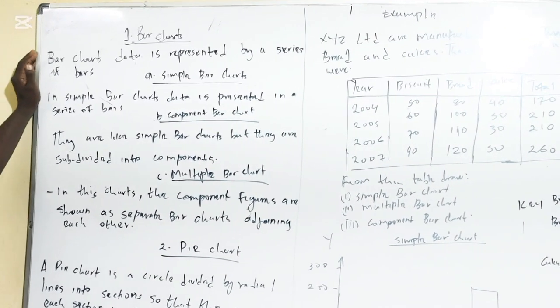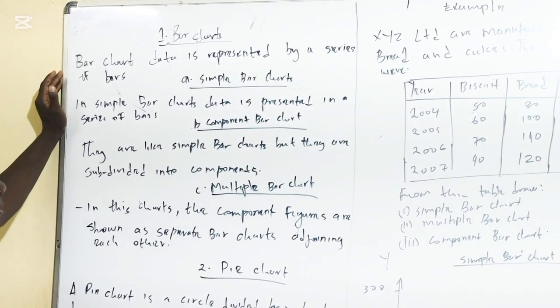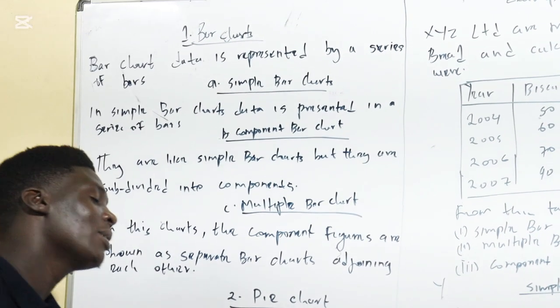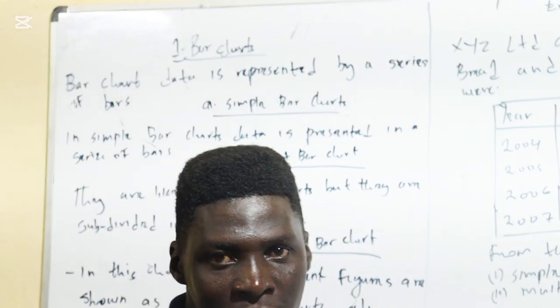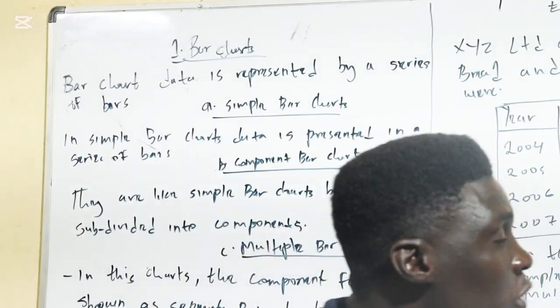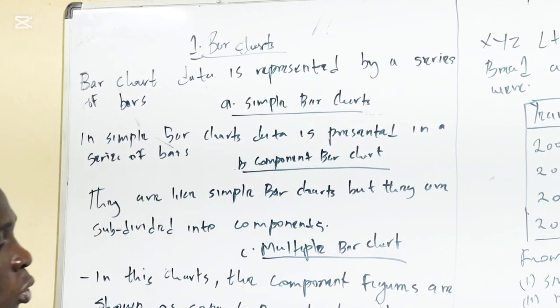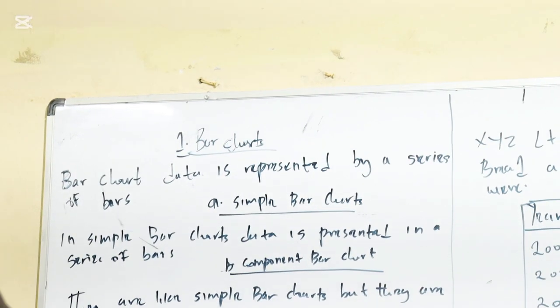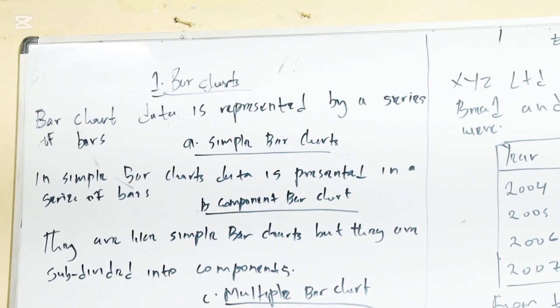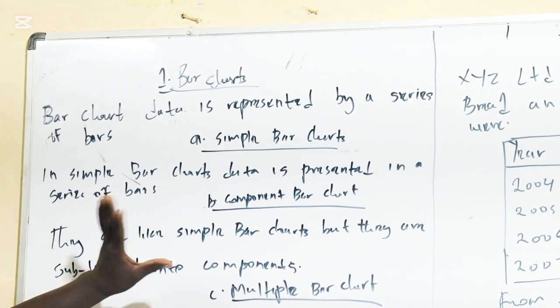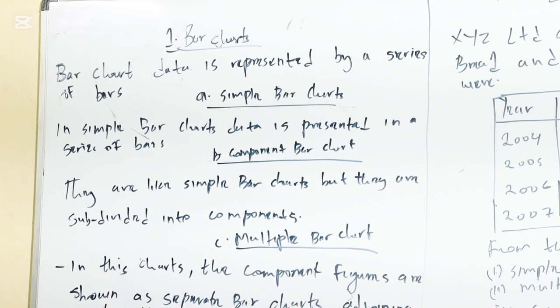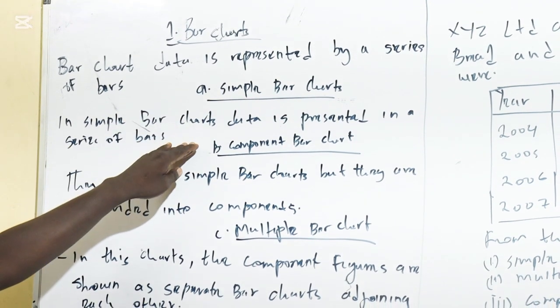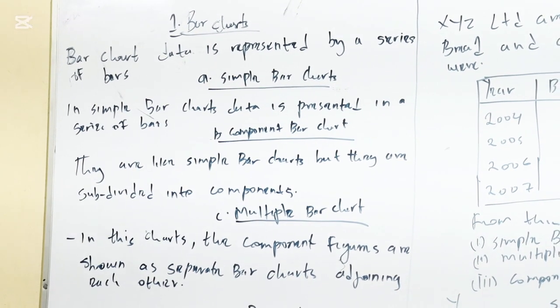Now a bar chart is data presented in a series of bars. When you have data presented in a series of bars, that's what is known as what? Bar chart. Now on the bar chart, we have three types of bar charts. Number 1, we have a simple bar chart. Number 2, component bar charts. Number 3, multiple bar chart. So simple bar chart, component bar chart, and multiple bar chart.